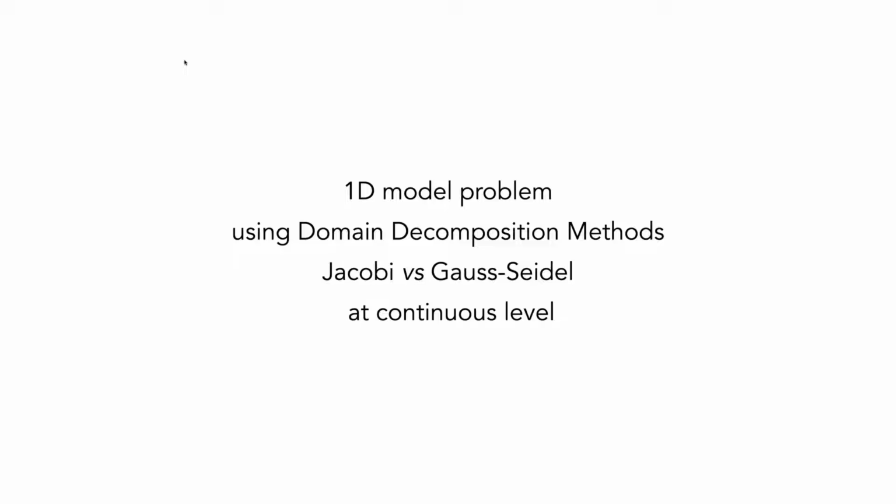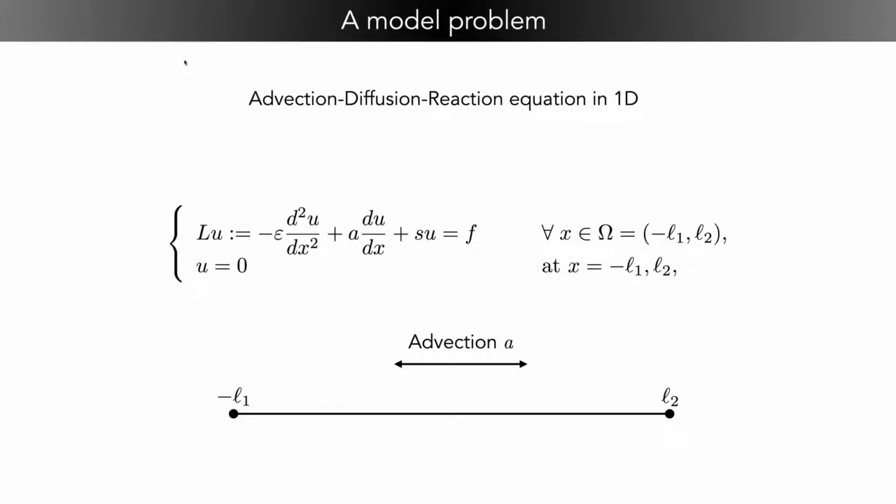Okay, so to present the algorithmic performance and compare Jacobi and Gauss-Seidel, I will introduce a domain decomposition method for a very simple problem in 1D. It's just to present some theoretical convergence results, but I won't talk a lot about that. Because in 1D everything is easy, but the results in 1D are very representative of what can happen in 3D. So we are going to solve an advection diffusion reaction equation in a certain range, minus L1 and L2, with an advection which can be positive and negative.